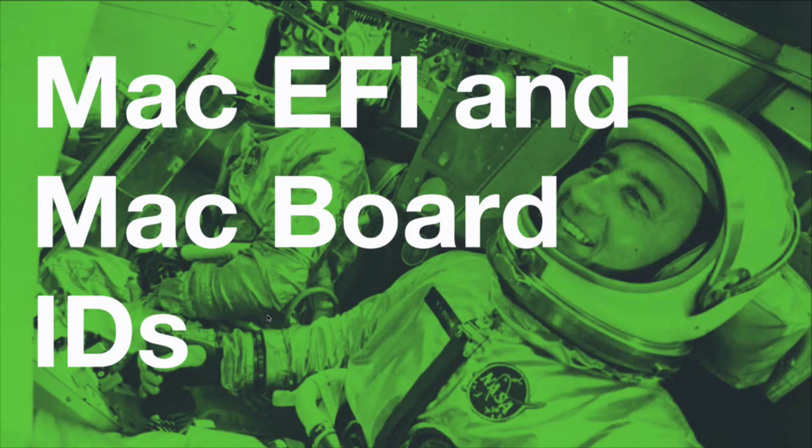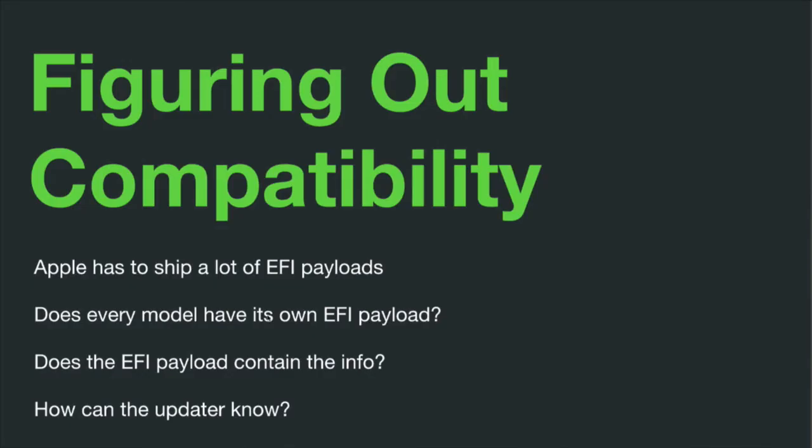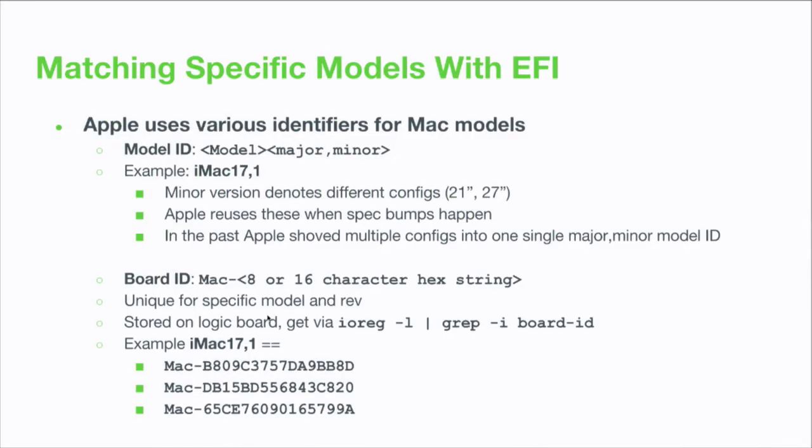So how does that updater actually figure out what to install? I said there's a number of files, firmware payloads that ship. How does the updater figure out how that works? They have to ship a lot of these payloads. Does every model have its own file? How does this work? Does somehow the EFI payload contain this info, and how does the updater know? So, a real quick breeze through how Apple can tell models apart.